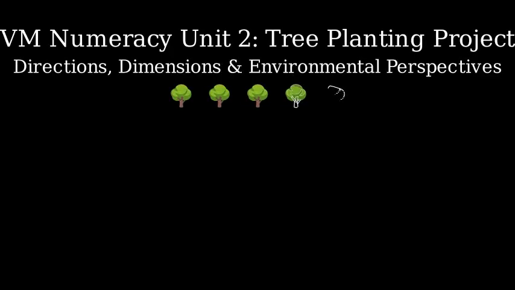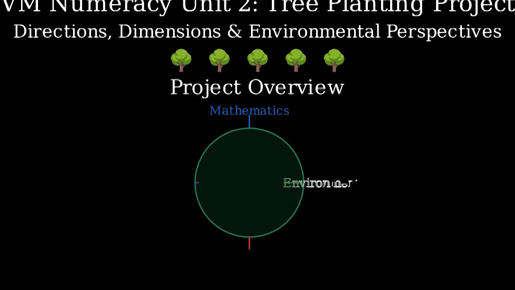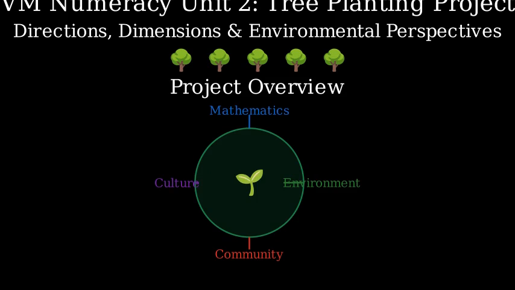Welcome to our video on the Victorian Curriculum Mathematics Numeracy Unit 2 Tree Planting Project. In this video, we'll explore how tree planting connects mathematics with real-world environmental action and how it incorporates directions, dimensions, and map reading skills. The tree planting project is designed for secondary school students to apply their numeracy skills in a meaningful context while addressing environmental challenges.